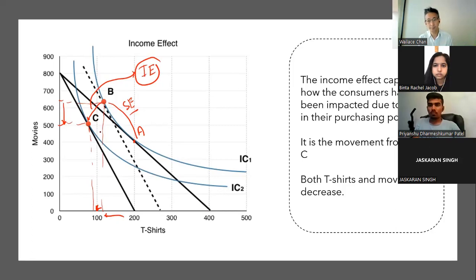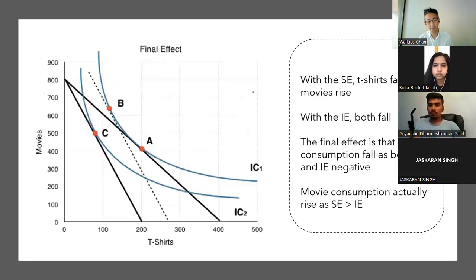So now you have these two effects, and to get the final effect, you have to sum them. So look what has happened. Remember, the final effect is actually A to C. With the substitution effect, you had t-shirts falling but movies rising, A to B. With the income effect, both are falling. So in terms of t-shirts, the substitution effect says t-shirts will fall. The income effect also says t-shirts will fall.